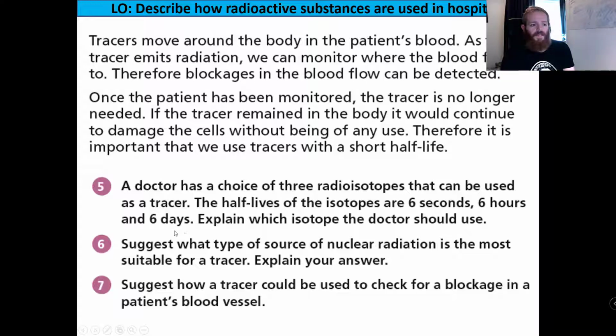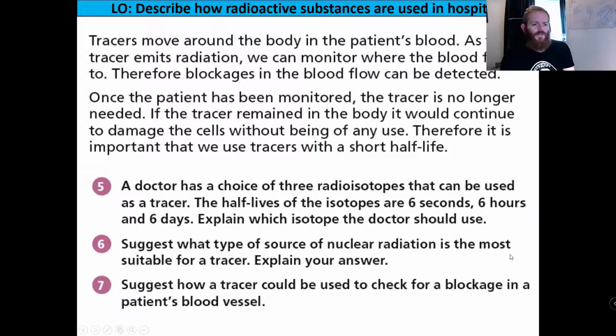But this is basically, 6 days is almost a week. So that's like saying every week the amount of radioactive substance in that person's body, the amount of radioactive nuclei, decays by 50%. That's too long. That's going to do too much damage. It says over here, if the tracer remained in the body, it would continue to damage the cells without being of any use. So 6 days is too long. 6 hours should be about right. So the idea being that after a couple of days, most of it has decayed.